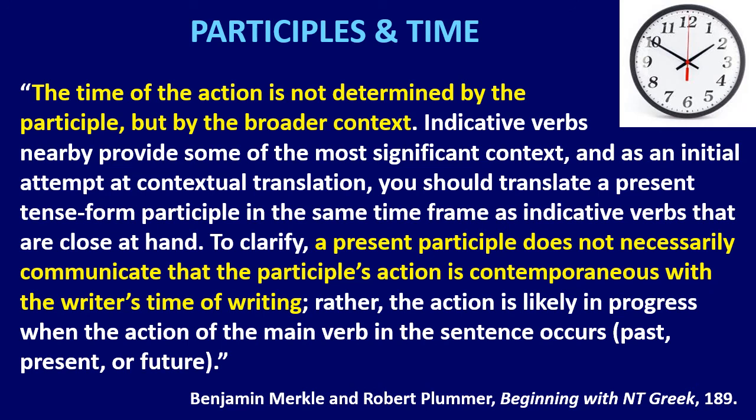Rather, the action is likely in progress when the action of the main verb in the sentence occurs, whether past, present, or future. Now, all of that is a mouthful, but it's in essence saying this. When you see a tense form for a participle, let's say it's a present tense form participle, don't assume that it's present time action. That is contingent. The time of the participle's action is relative or dependent upon the larger context. Traditionally, students have been taught, look for the time of the action of the main verb in the sentence. And that's true, you need to look for that. But you also need to look at broader time indicators in the overall context, not just the tense form of the indicative mood main verb in the sentence. So that's what Plummer and Merkle are driving at here: to look at the timing of the participle's action a little more broadly than just that main verb in the sentence.